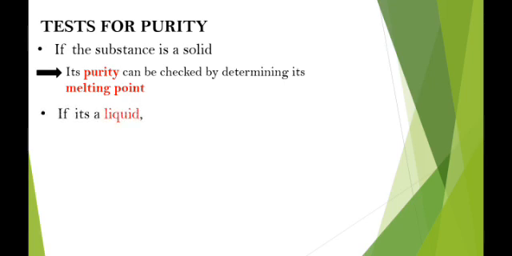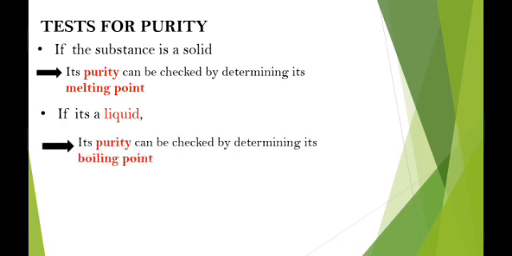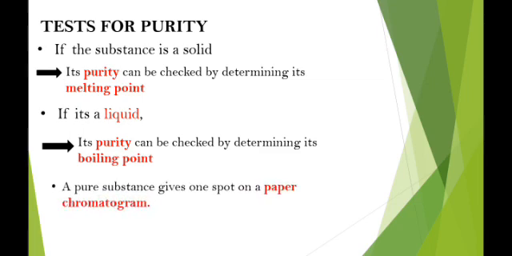If it is a liquid, its purity can also be checked by determining its boiling point. And this is because the boiling point of a pure substance is fixed at a certain temperature and can only be affected if impurities are present. For a pure substance, it gives one spot on a paper chromatogram.